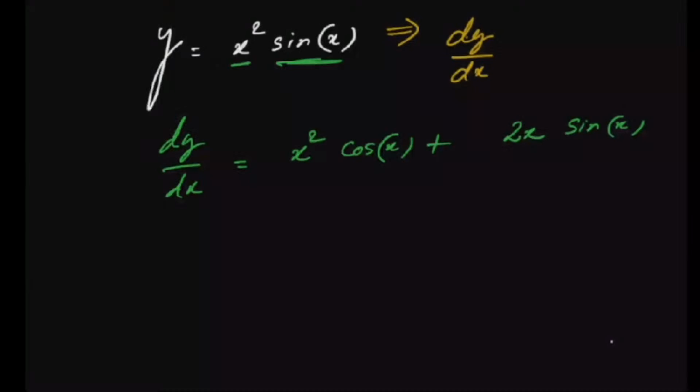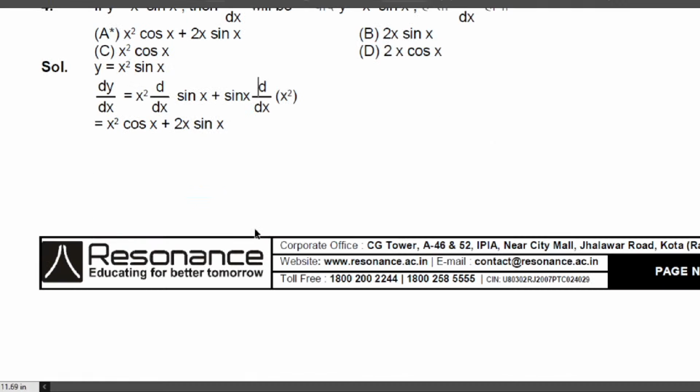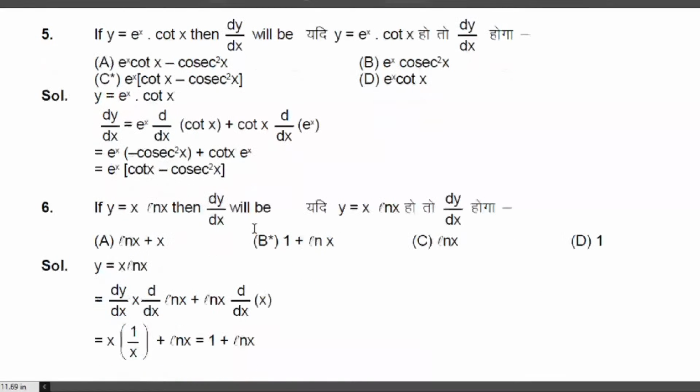So let us go to the PDF. Which option represents x square times cos x plus 2x times sin x? It is option A. This option. Correct. So we are done with this also. Let's go to the next question. Question number 5.